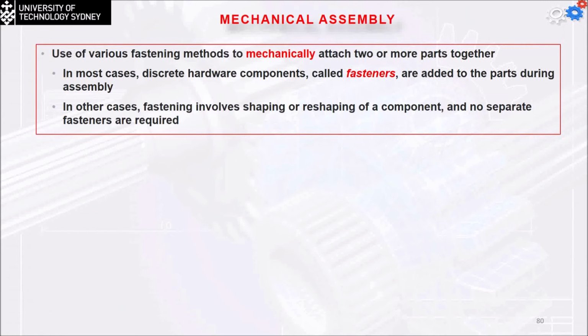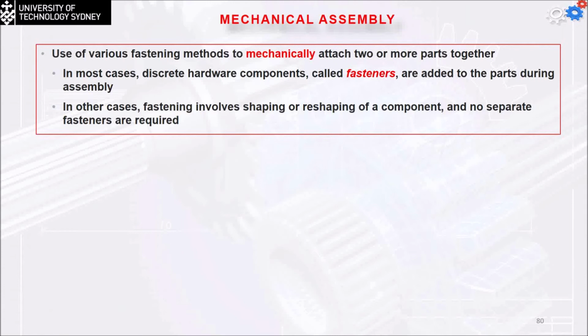Mechanical assembly uses various fastening methods to mechanically attach two or more parts together. In most cases, discrete hardware components called fasteners are added to the parts during the assembly process. That's how we hold them. But we still have other methods to join the parts together. In other cases, the fastening involves the shaping or reshaping of the components and no separate fasteners are required.